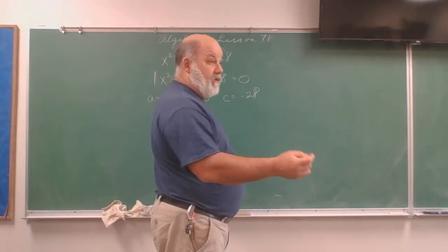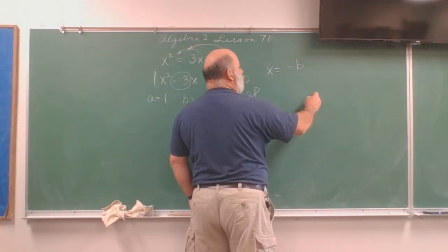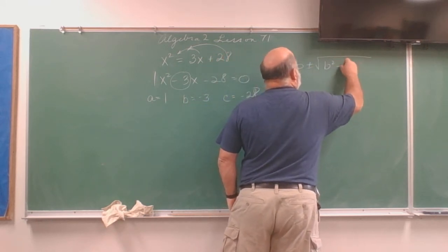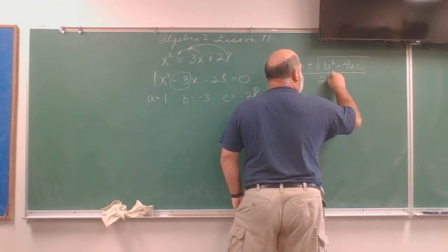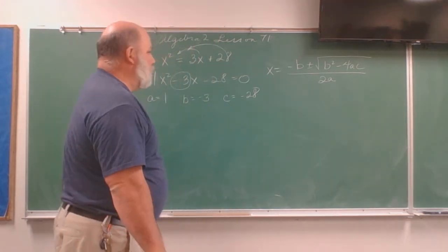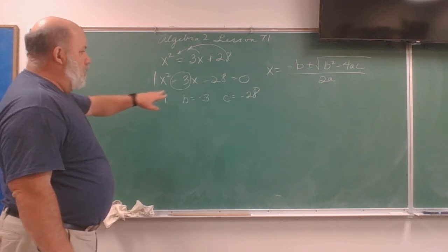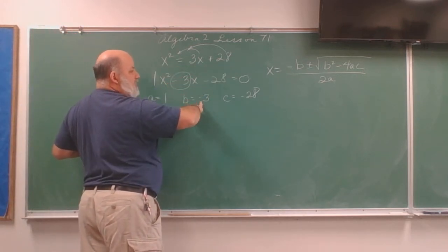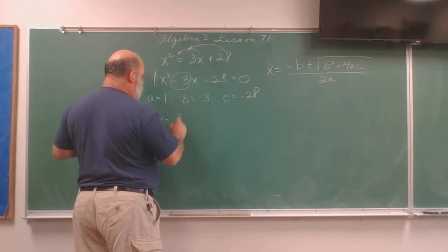I won't sing for you again, you can thank me later, but it is negative b plus or minus the square root of b squared minus 4ac all over 2a. Very important formula. You'll use it a lot in later math. So, we're going to go the opposite of b, negative b. B is already negative 3, so it's going to be the opposite of negative 3, or positive 3.